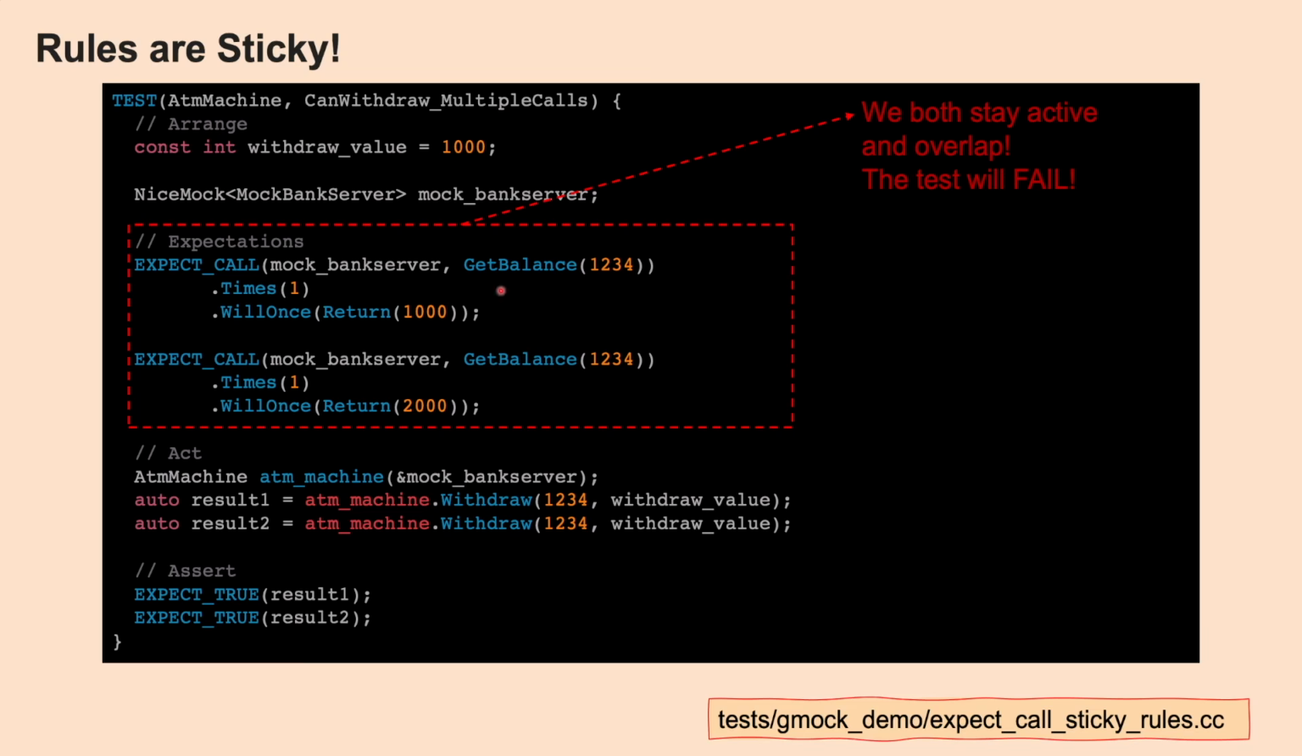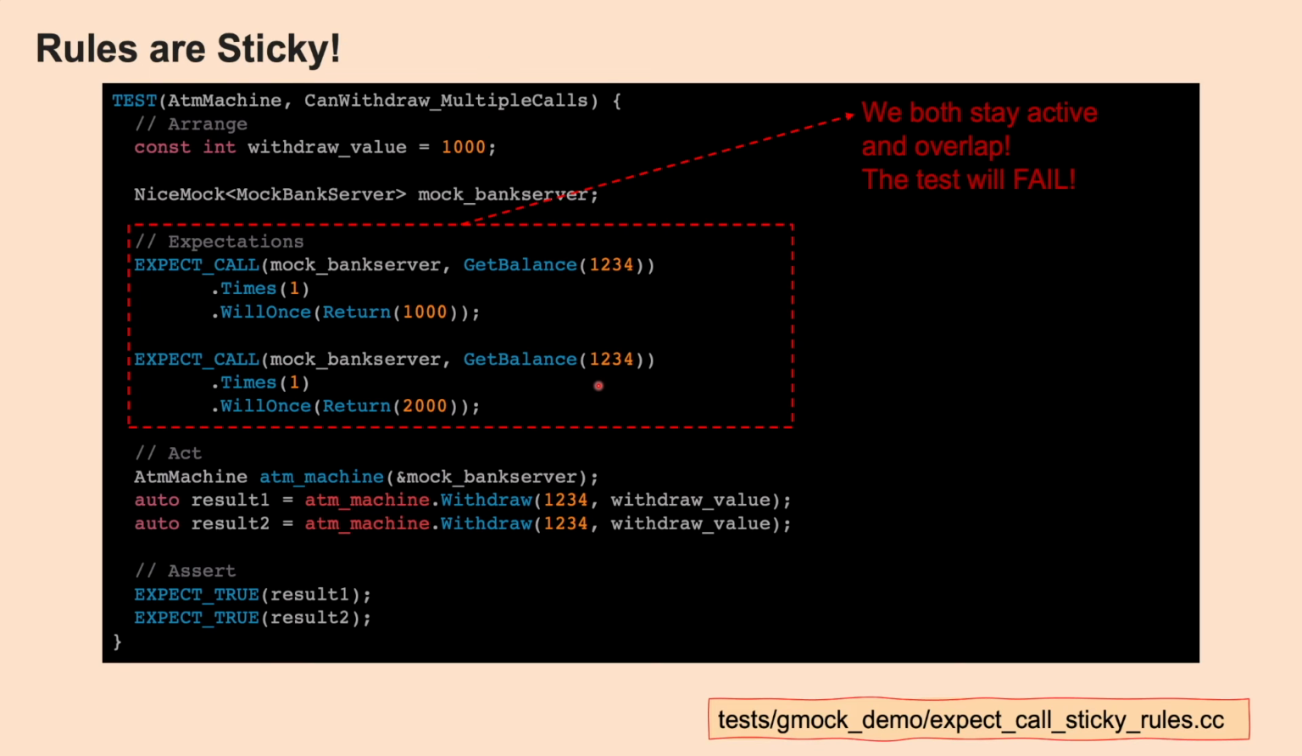Compare that to this case. These two now overlap. So I'm saying expect call one time and return 1000. And here I'm saying again expect call with the same parameter and return 2000. So when the first one is called, GMock will try to match this with this parameter. There is a match, and for that it returns 2000. When the second withdraw is called, again GMock tries to match it against expect calls from bottom to top, and because our rules are sticky, it will notice that this will match the first rule again, but we mentioned that this should be called only once. Because this is the second call, the test will fail.